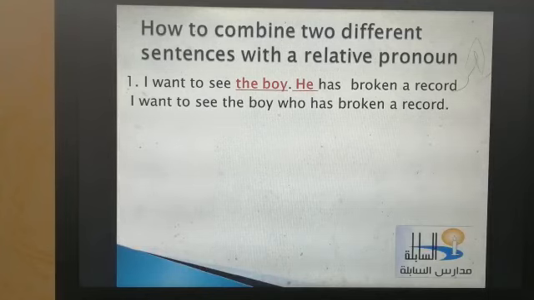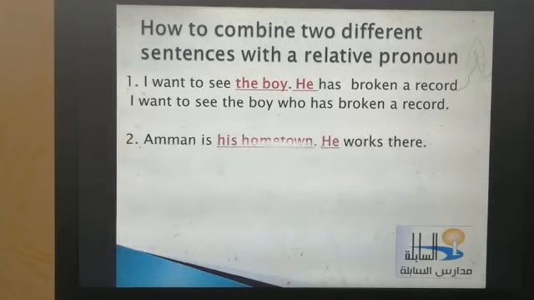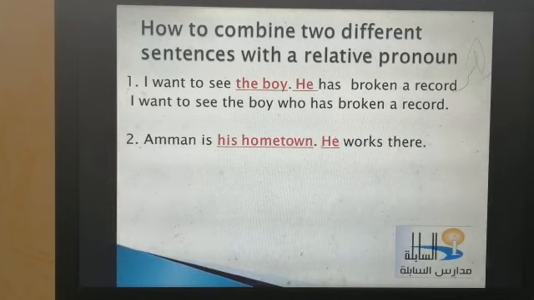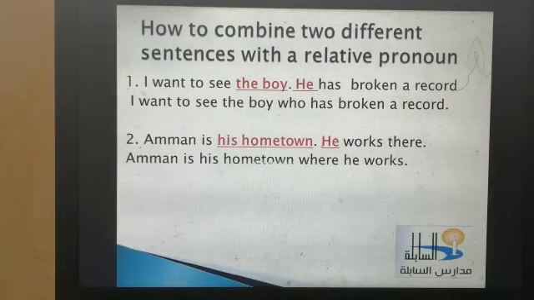Here we didn't use whose, where, when, and whom because we are talking about a boy, and this boy is a person, and it comes as a subject. Amman is his hometown, he works there. So Amman is a place. So here, which one do we use? Try to think before you answer. Okay, now let's see the answer. Amman is his hometown where he works. So here we used where.